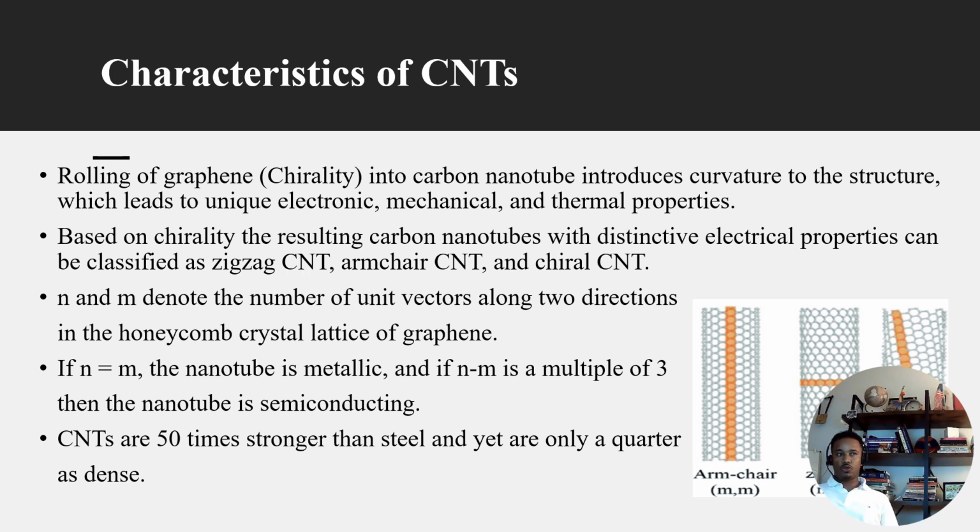We should note that not only their name, but their properties are also affected by this chirality. For example, if N is equal to M, the nanotube is metallic, and if N minus M is a multiple of 3, then the resulting nanotube is semiconducting. So it is the same material, but based on how the graphene is rolled, which otherwise means chirality, we can get different characteristics of the same material. So it's one of the most important characteristics of carbon nanotubes, as we will see in the application part later in this presentation.